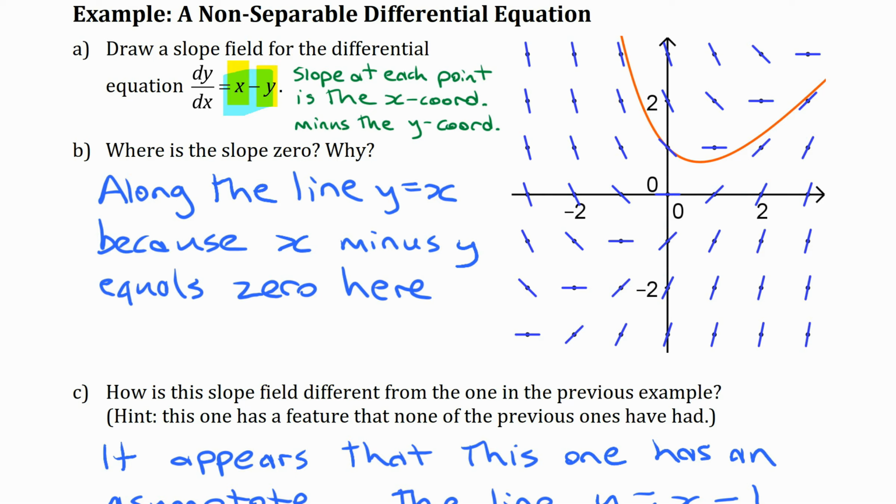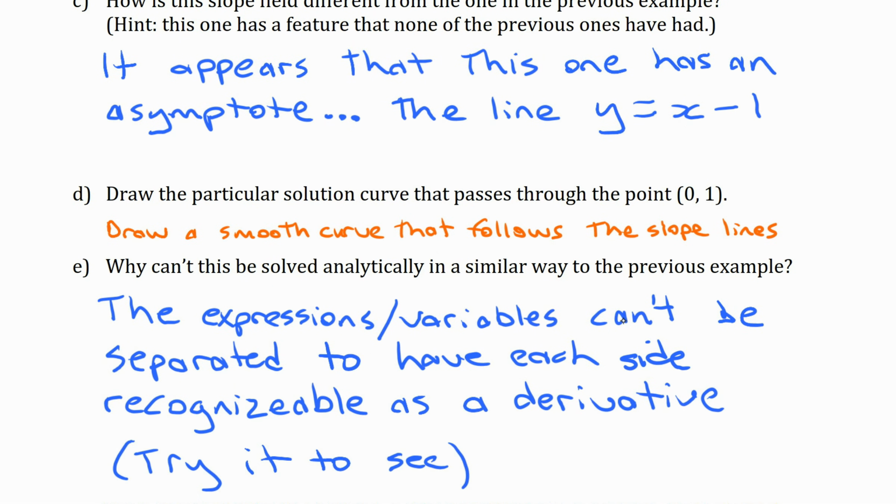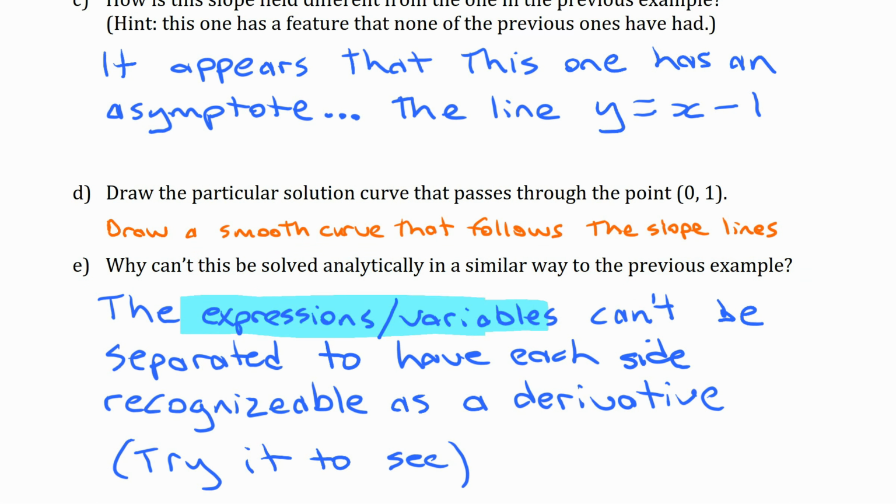It's an interesting situation. Again, we don't do anything really with non-separable differential equations, but just for the sake of completeness, I thought it'd be good to look at that, all right? And again, as I said here, why can't this be solved analytically? We haven't really done much, but if you try to separate the variables, you can't separate them such that you can recognize each side as the derivative. You can try it to convince yourself.